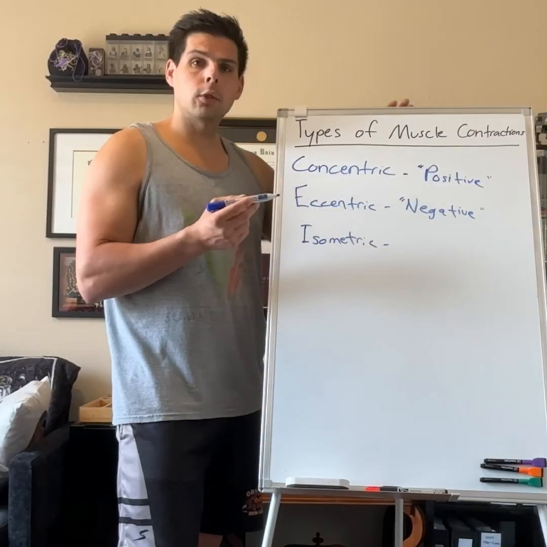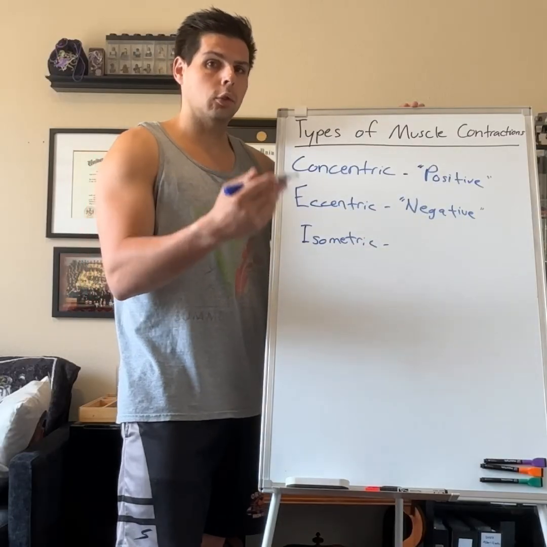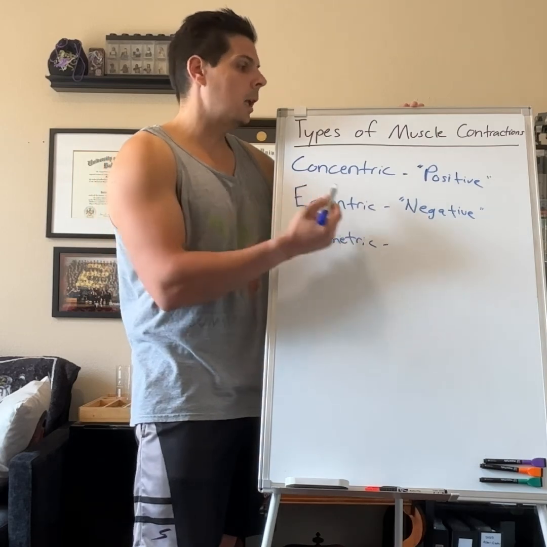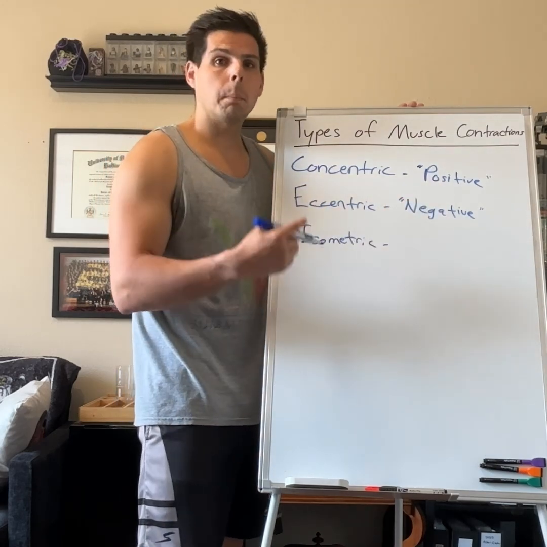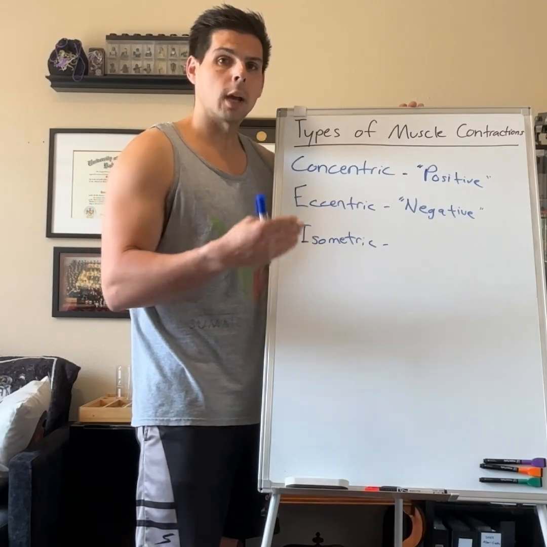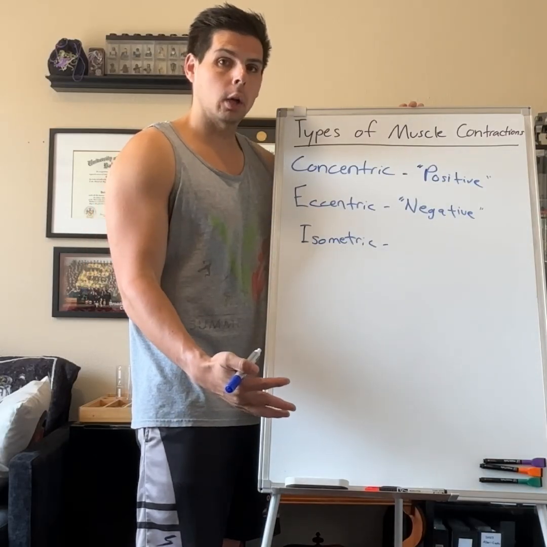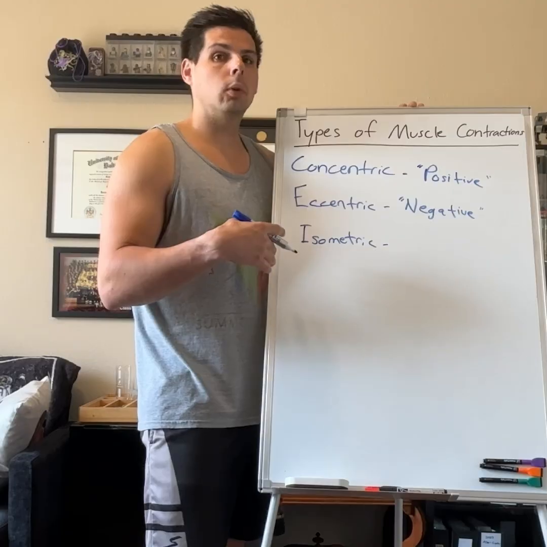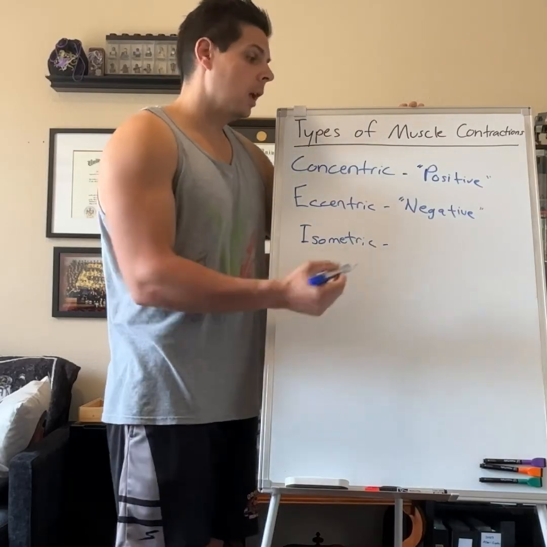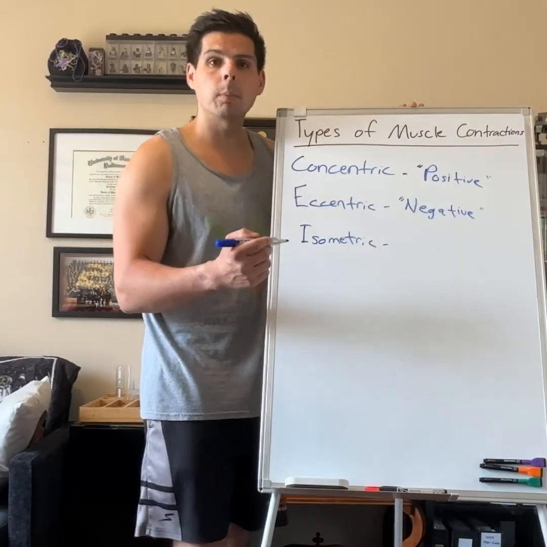So we have concentric muscle contractions where the muscle gets shorter and is producing more force than the weight being applied, and that is usually referred to as being the positive component of a lift. Then we have the eccentric muscle contraction where the muscle is getting longer during the contraction and it is producing less force than the amount of weight being applied through the exercise. That is usually referred to as the negative part of a lift.